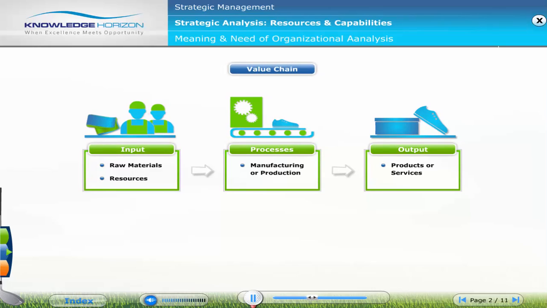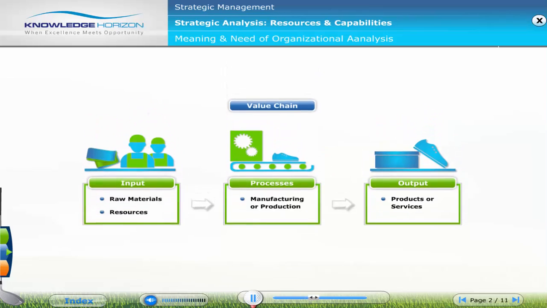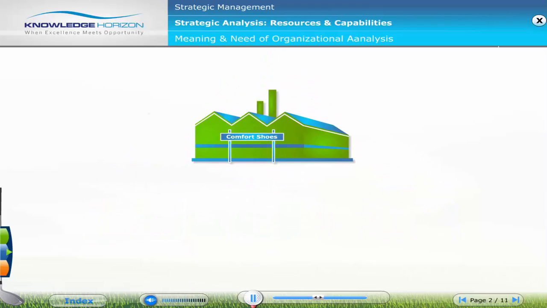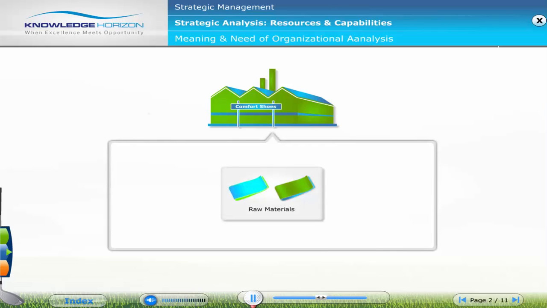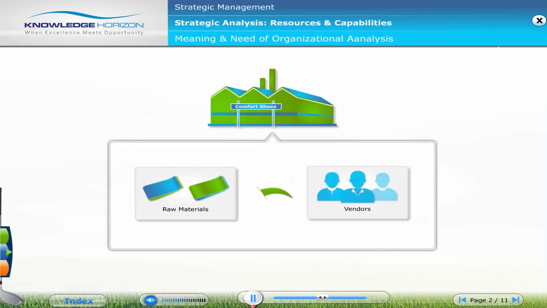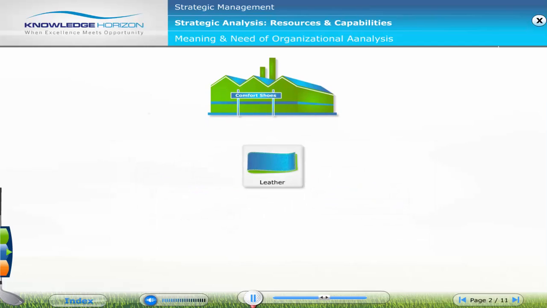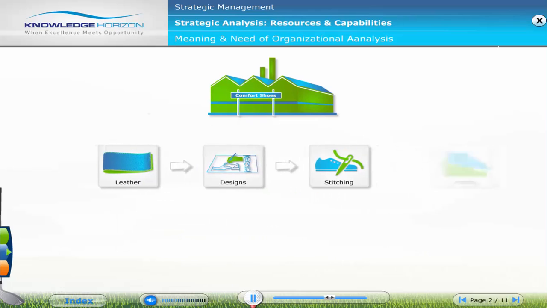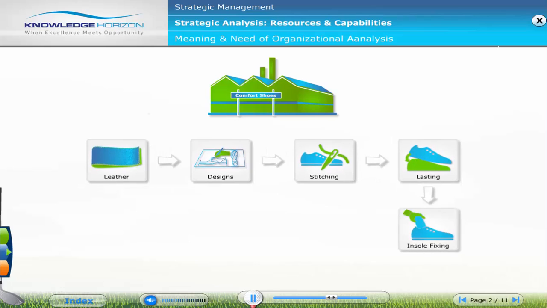Let us take an example of a shoe manufacturing company, Umford Shoes, to understand the concept of value chain. Umford Shoes follows standard steps to produce shoes. It procures raw materials like leather and synthetics from various vendors. Leather is then cut into various shapes based on the approved designs. After the initial processing, the raw material goes for stitching and lasting. Then insole fixing and sole pasting are done.